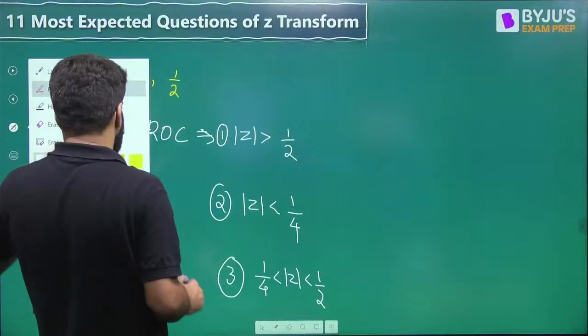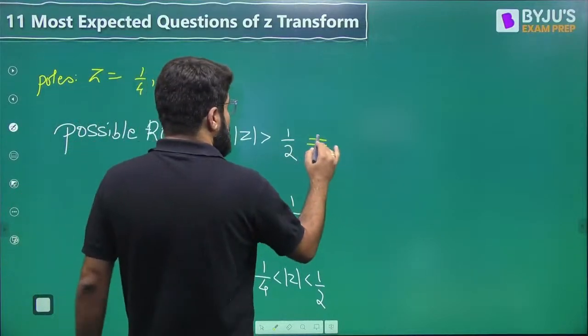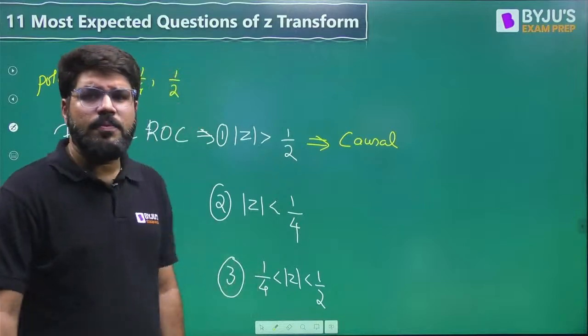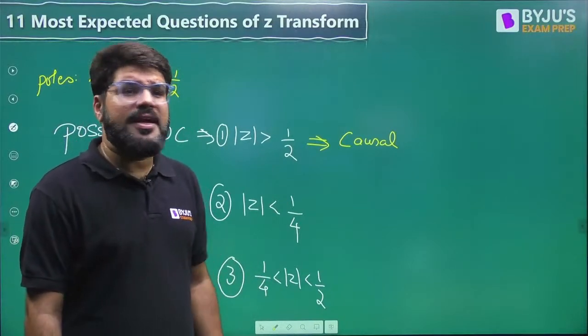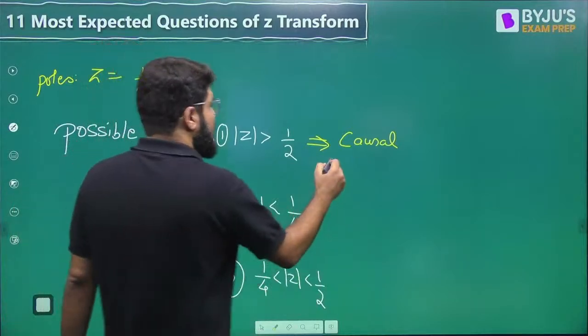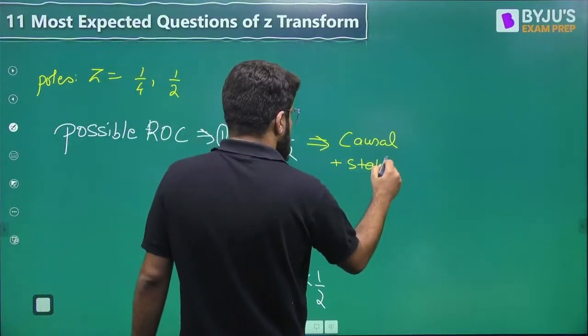Now think about the first case. This is a right-sided ROC. Right-sided ROC means the system is causal. Does it include the unit circle? Mod Z greater than half, so it can be 1 also. Unit circle means mod Z equal to 1. So it is stable also, right?